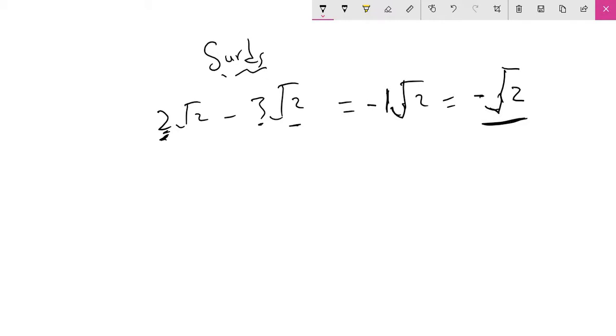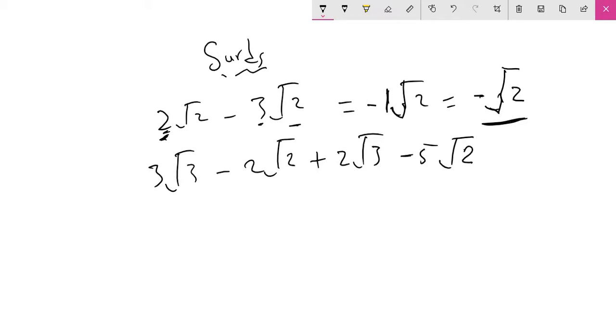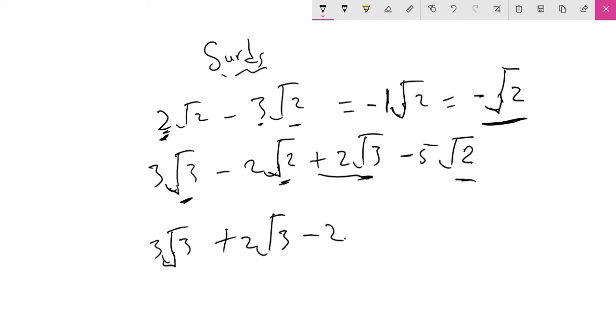Also, if you had 3 root 3 minus 2 root 2 plus 2 root 3 minus 5 root 2, you find that some of the surds are the same. I mean, there are like terms within this expression. So what we first do is group them. We want to put root 3 on one side and root 2 on the other side. So we have 3 root 3 plus 2 root 3. And remember that when grouping, each number comes with its sign, whether positive or negative. And of course, if you don't see any sign before a number, that's positive. Then minus 2 root 2 and minus 5 root 2.